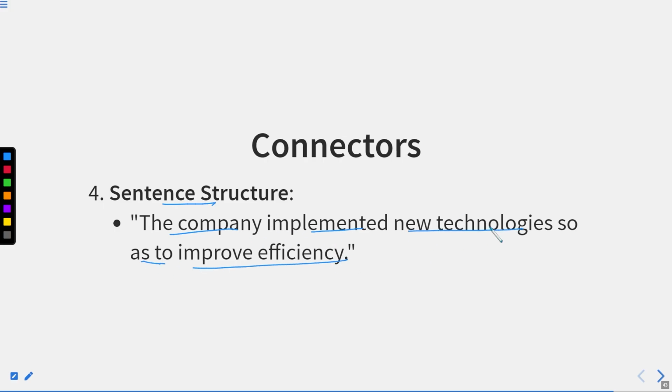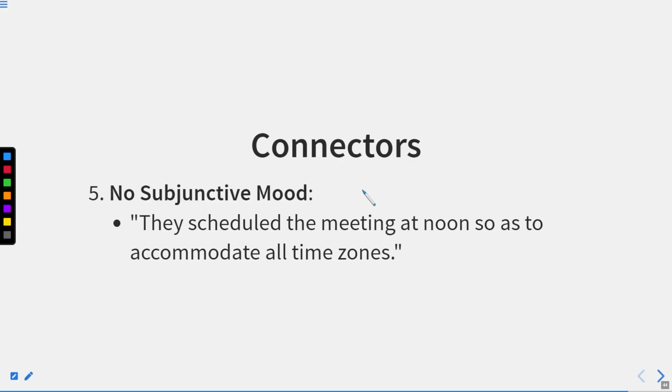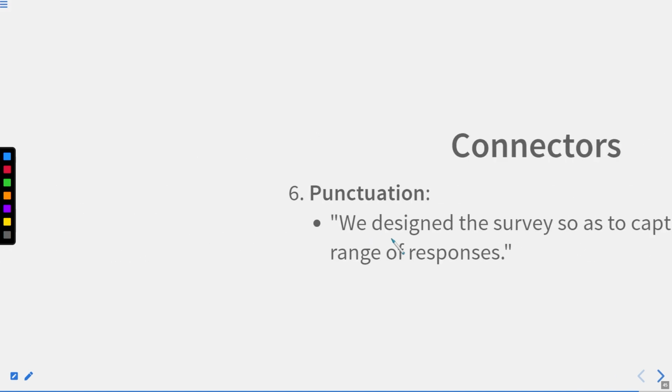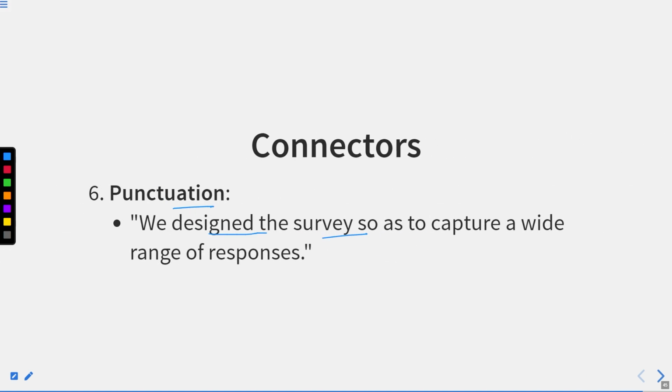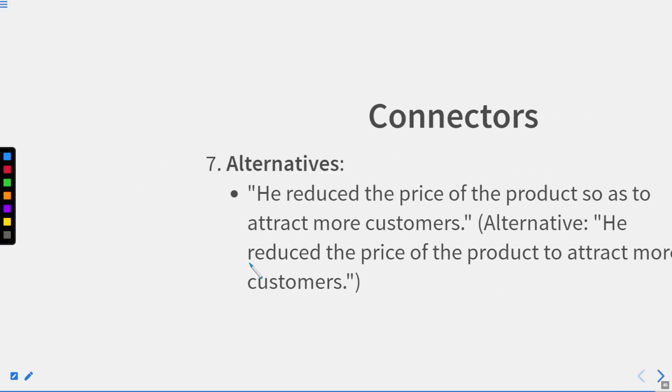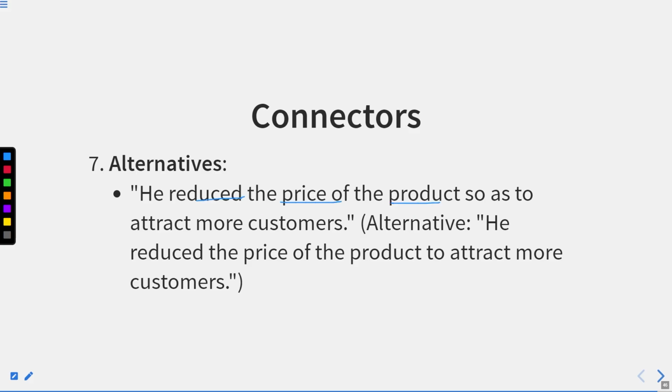So the company implemented new technologies, for what reason? Because they wanted to improve the efficiency. So we have used so as to over here. No subjunctive mood: they scheduled the meeting at noon so as to accommodate all time zones. Punctuation: we designed the survey so as to capture a wide range of responses. Alternatives: he reduced the price of the product so as to attract more customers. Alternative: he reduced the price of the product to attract more customers. So these two sentences can be used interchangeably.